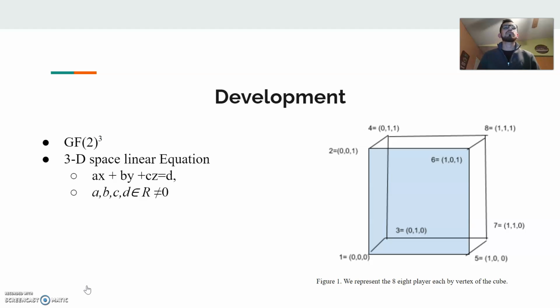Knowing this, we're going to be working with Galois field 2 cube, which means we're going to be working in a 3-dimensional space, which also means that there's a linear equation that needs to be satisfied, which is ax plus by plus cz equals d, where a, b, c, and d are all real numbers except 0. The same equation can be applied to Galois field 2 cube, with the only difference being that a, b, c, and d are all elements of Galois field 2, 0 or 1.